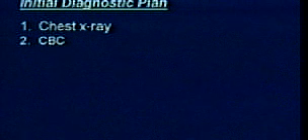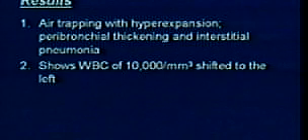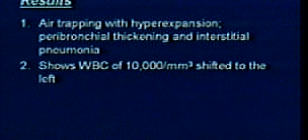The second thing you're going to do is a CBC. It's going to help you to decide if the patient has a bacterial infection or if the patient has a viral infection. We're going to look at the results, and on the radiograph, you see that the patient has hyperexpansion with air trapping. The patient has peribronchial thickening and an interstitial pneumonia.